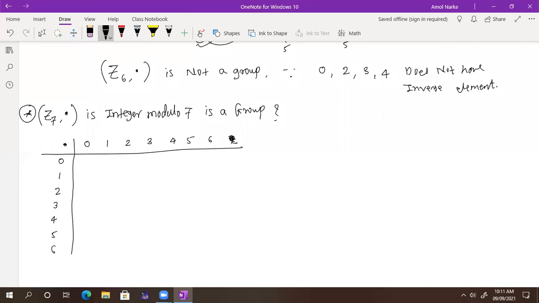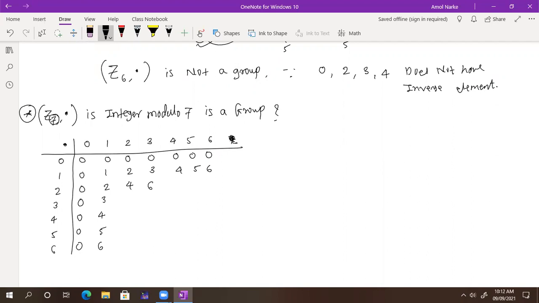Correct. So 0 times 0 is 0. Here I am getting 0, here 0, here 0, here 0, and here also 0. Then what I am getting here is 1, 2, 3, 4, 5, 6, and here also 1, 2, 3, 4, 5, 6. 6 is not 0 here, we have 7 here. Keep that in mind, that n.